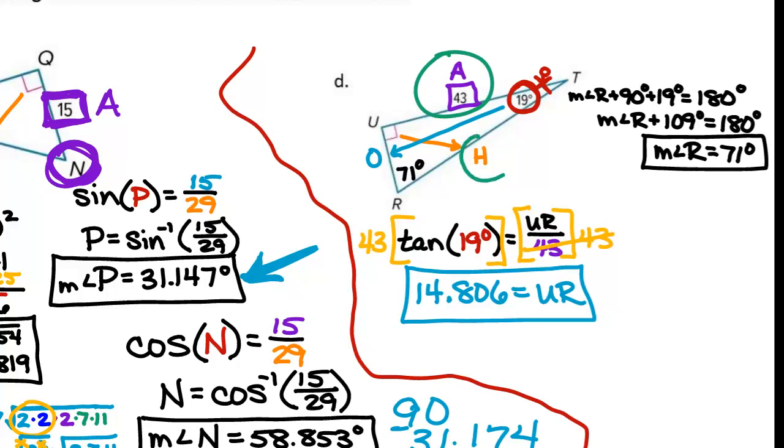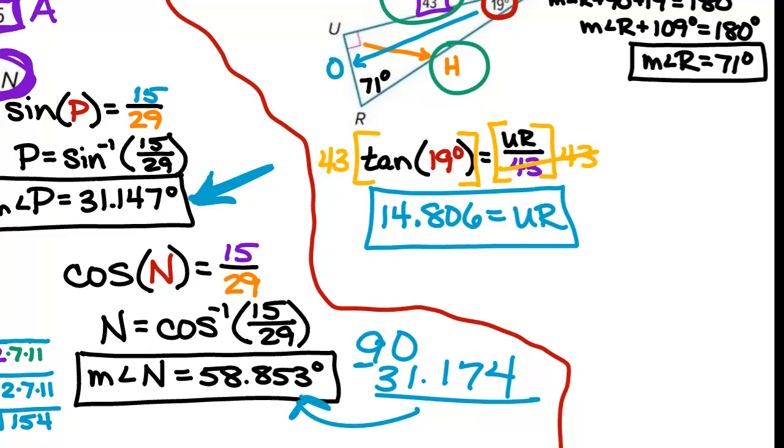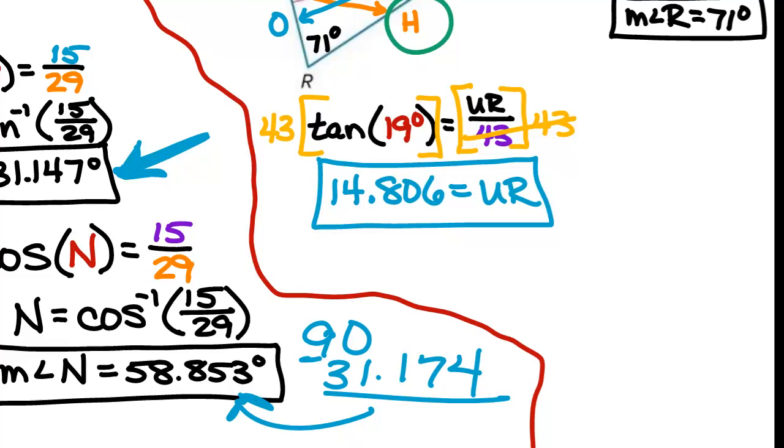We have the adjacent side, and we need to find the hypotenuse. Hypotenuse and adjacent would mean which one? Cosine, yes. 43 times tangent of 19. Oh, because I did too. Yep, that'll make a difference. All right, so this would be cosine of 19 degrees.